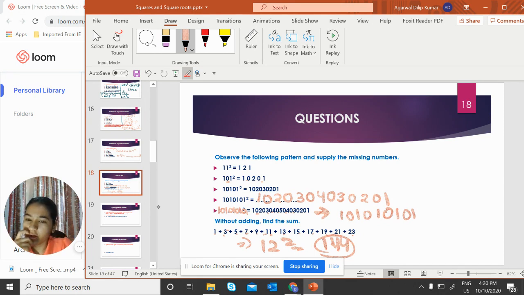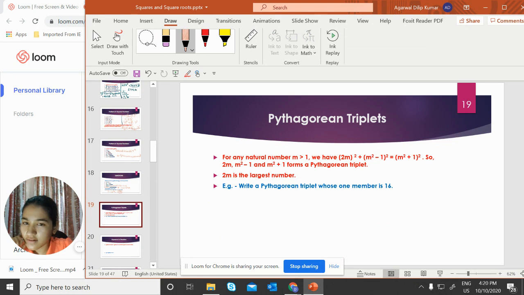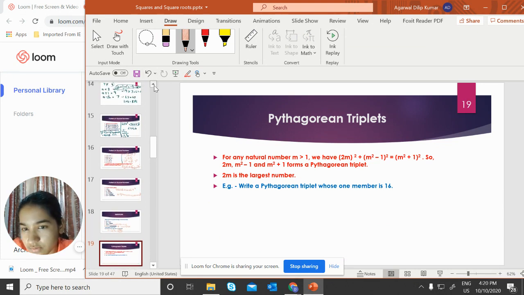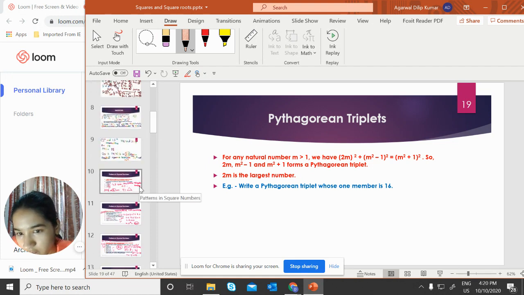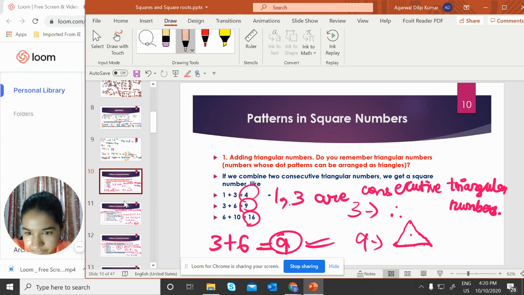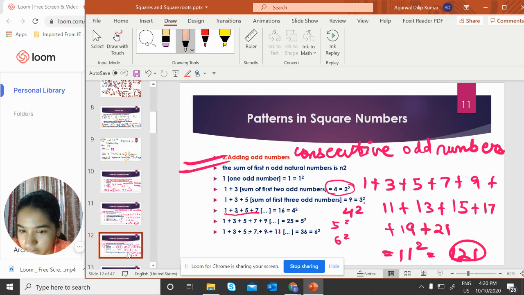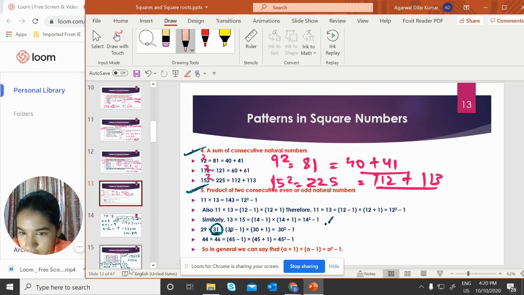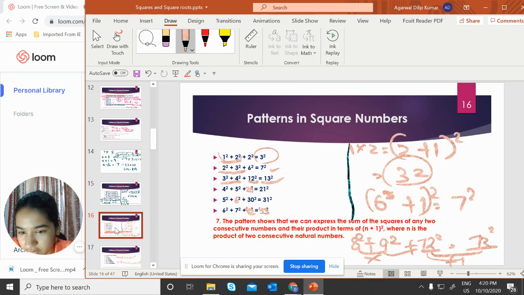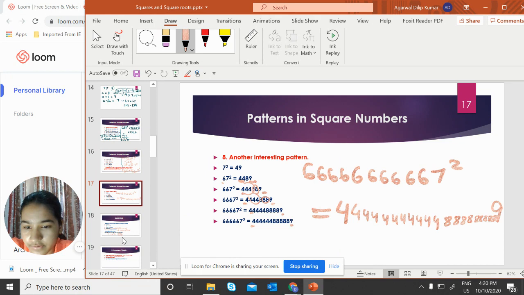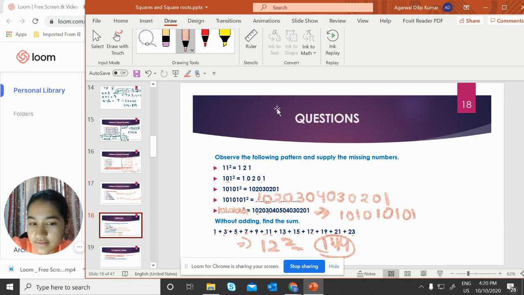So I hope you are clear with the patterns which we studied in our previous classes, and today also we learned about them. Few patterns we came across, and remember, you don't have to memorise them. I hope the patterns are clear to you.